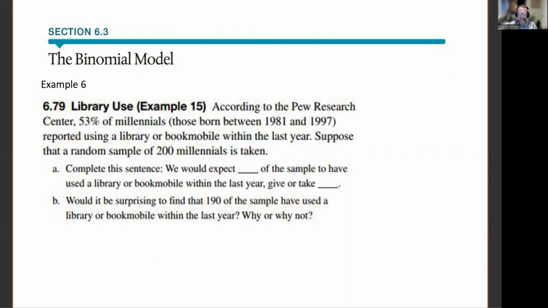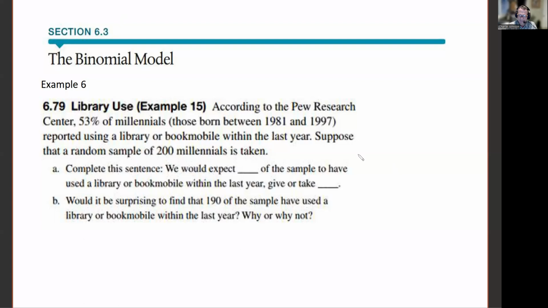In this video, we'll be looking at example 6, an example that gives us practice interpreting the mean and the standard deviation of a binomial experiment. So here we look at library use. According to the Pew Research Center, 53% of millennials, those born between 1981 and 1997, reported using a library or book mobile within the last year. Suppose that a random sample of 200 millennials is taken. Complete this sentence. We would expect blank of the sample to have used a library or book mobile within the last year, give or take blank.